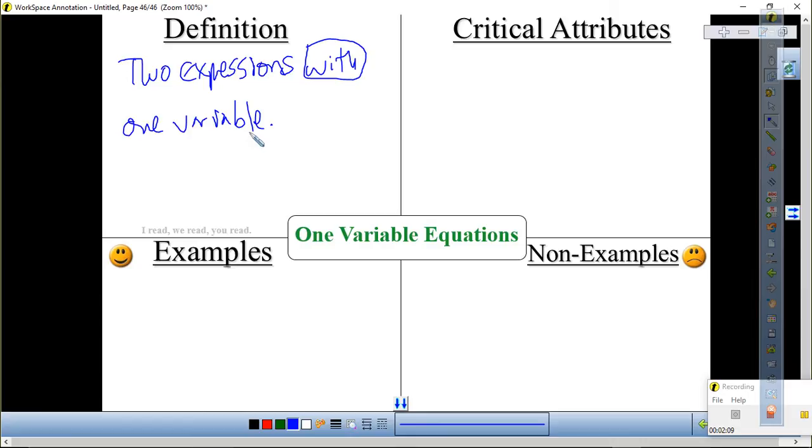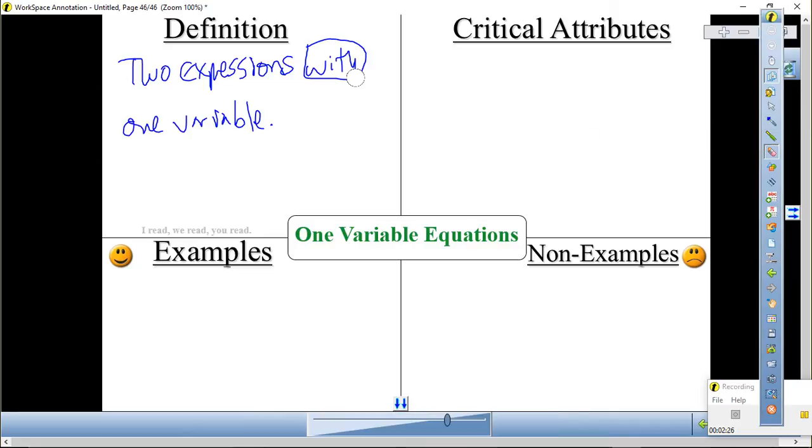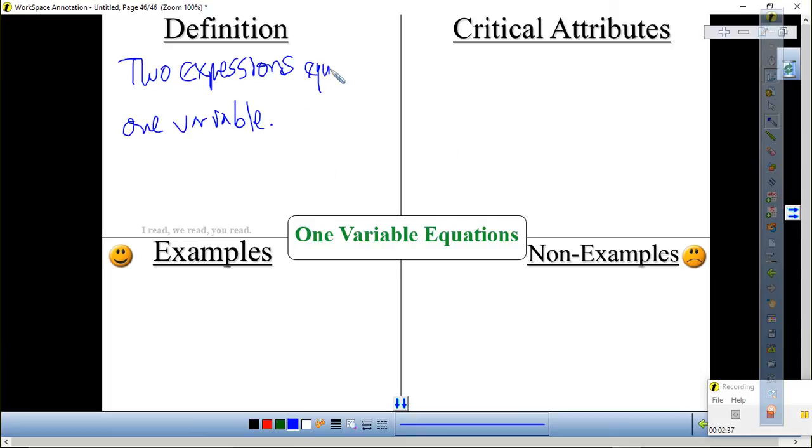Well, one variable is an unknown. 2 expressions, what? 2 expressions, what, everyone? Equal to each other. Thank you, Julianne. Equal to each other. Remember that? They need to be equal to each other in order to be a what? An equation.